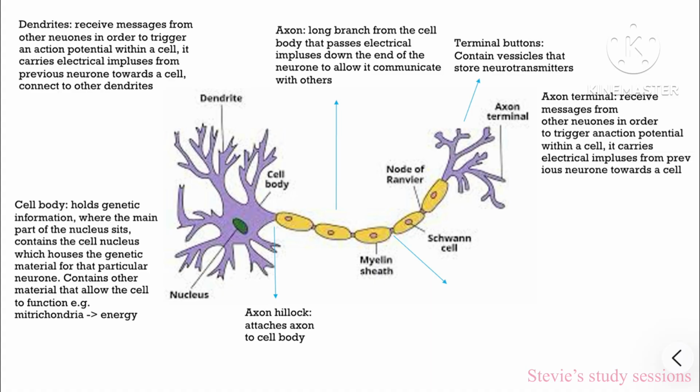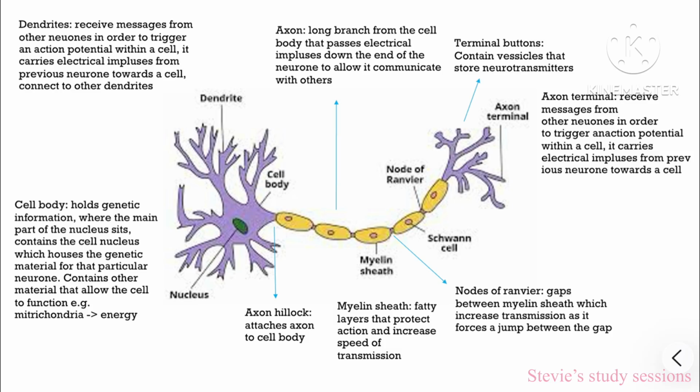The axon hillock attaches the axon to the cell body. The myelin sheath is a fatty layer that protects the axon and increases the speed of transmission. The nodes around there are gaps between the myelin sheath, which increase transmission as it is forced to jump between the gaps. I like to think of it as bunny hops between the gaps of the myelin sheath, and therefore that's why if you have increased layers of myelin sheath, it increases the speed of action potential because it forces the jumps more. Finally, Schwann cells. They surround the neurons and secrete myelin sheath.